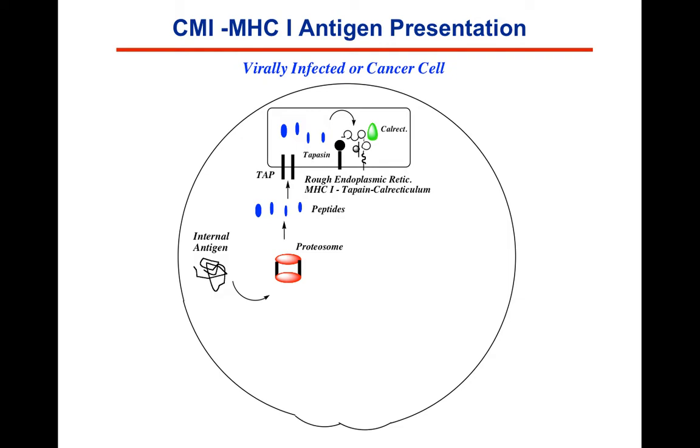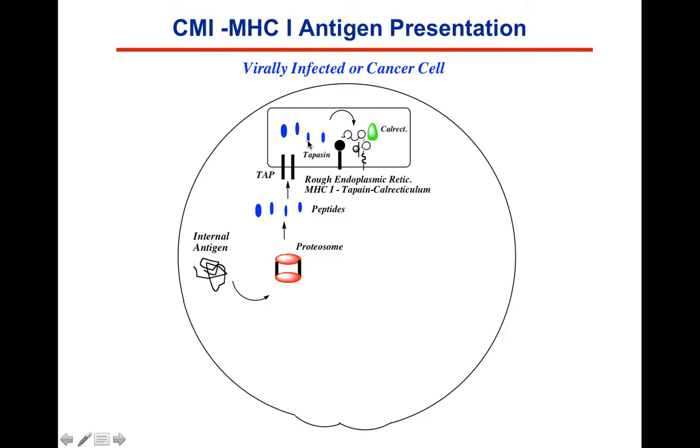Now, what ends up happening is, in this case, this happens in the rough endoplasmic reticulum, and there is a molecule called calreticulum here, this green, and MHC1 is actually one peptide, and it has beta microglobulin attached to it. We'll look at the structure in a little more detail. And then it's also connected with a protein that supports and stabilizes the MHC1 protein. And there is also a transporter through which the peptides can come in.